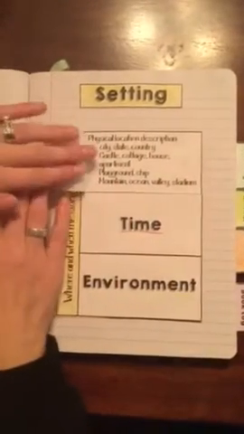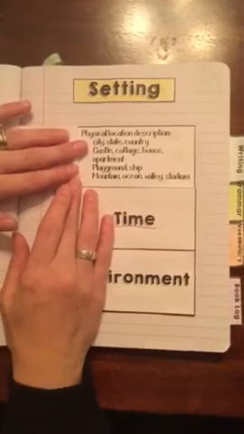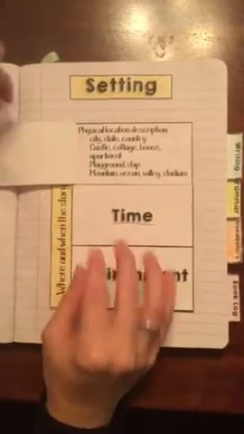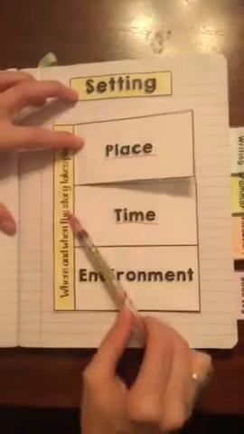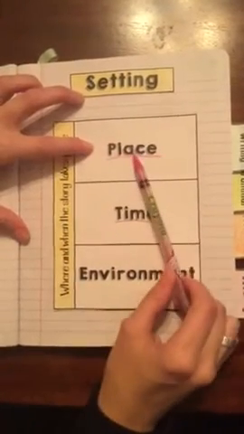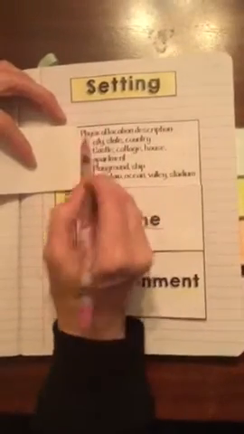I've already provided the notes for you so you don't have to write them. So that means we have to do a little underlining and highlighting. I underlined place in pink, so I'm going to grab pink to do the notes. So where and when the story takes place, the most important part of the setting is the place. This is the physical location. So we're going to underline physical location.